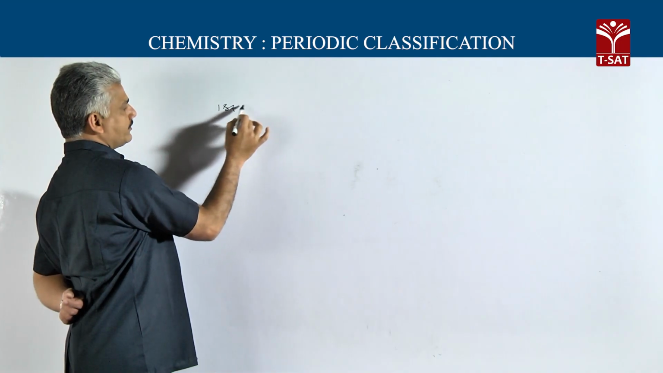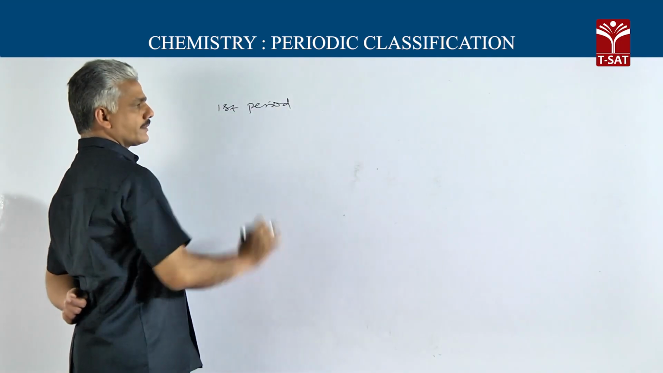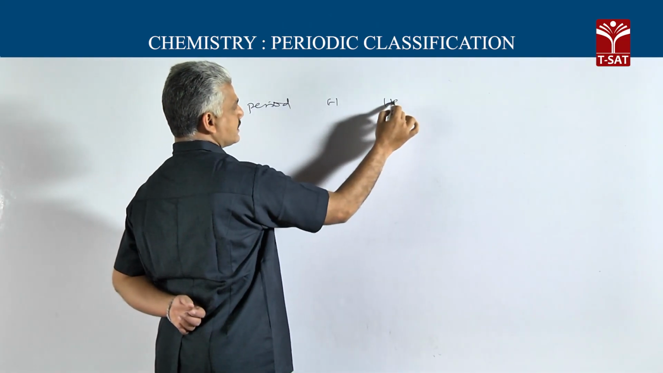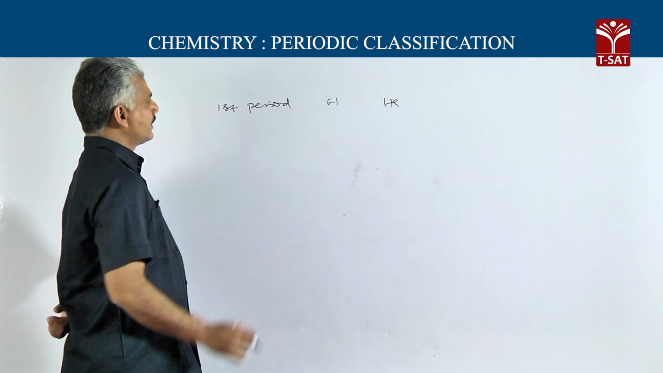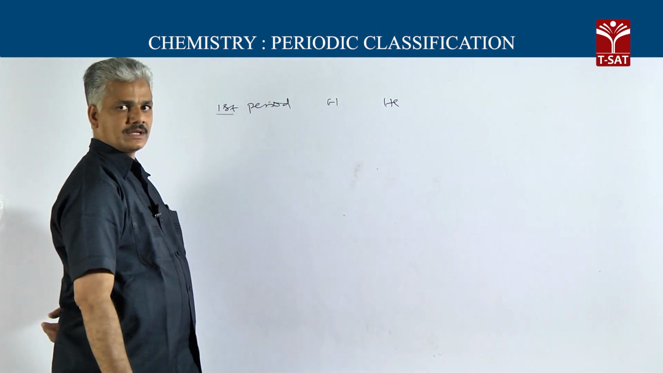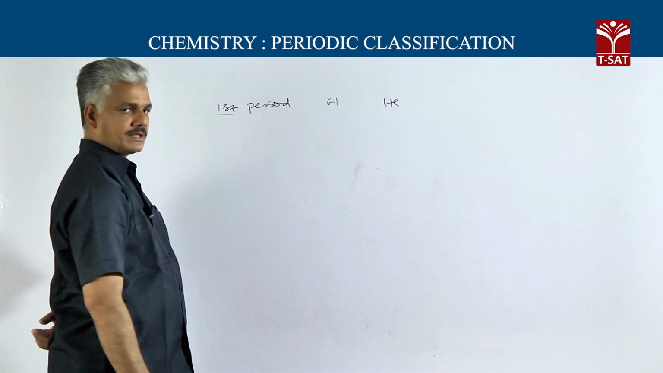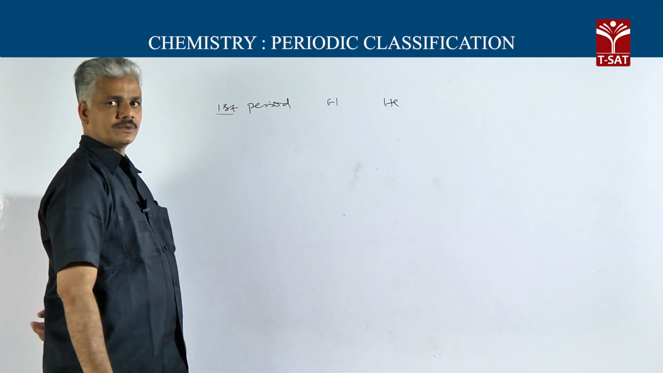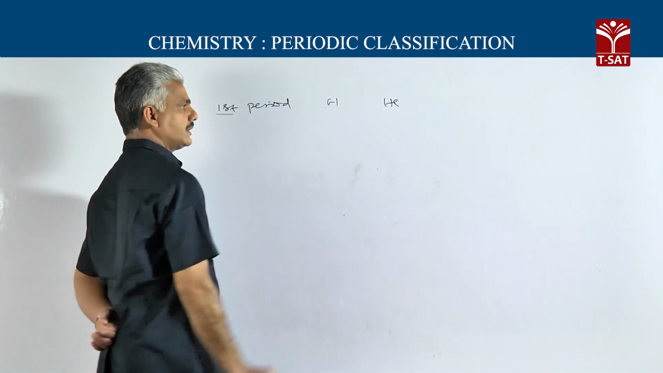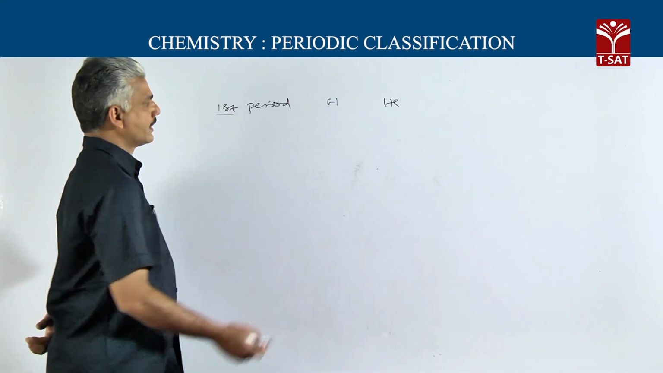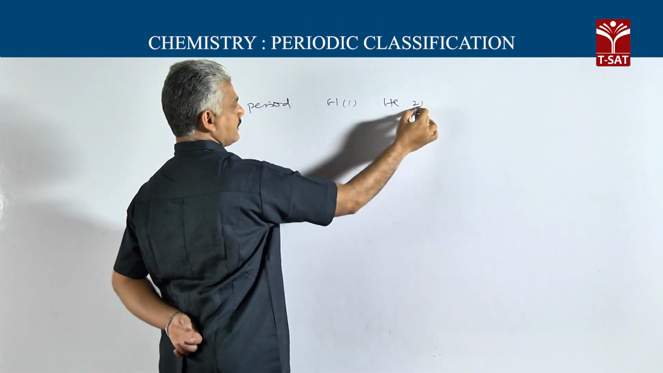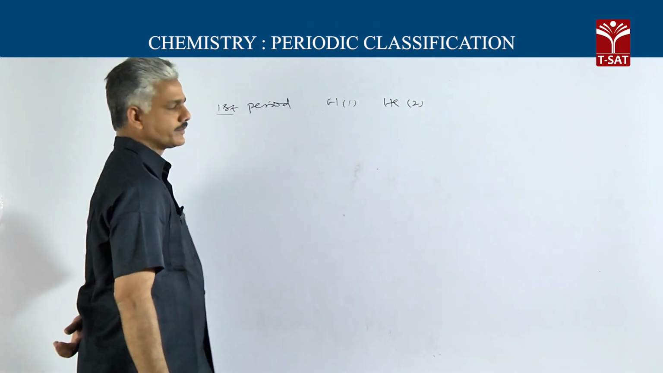The first period begins with hydrogen and ends with helium. In the first period, the first orbit will be gradually filled with electrons. In the first orbit, a maximum of 2 electrons can be placed. That is why the number of elements in the first period is 2. Hydrogen, helium. Hydrogen atomic number is 1, helium atomic number is 2.